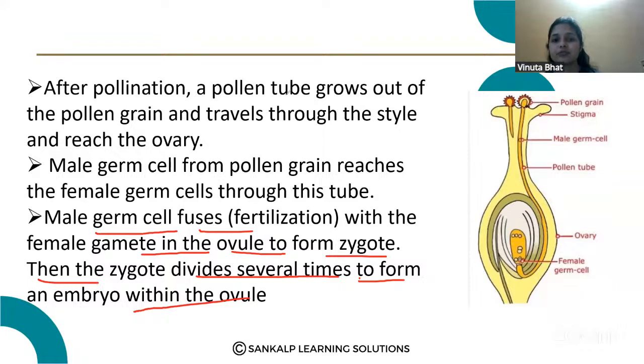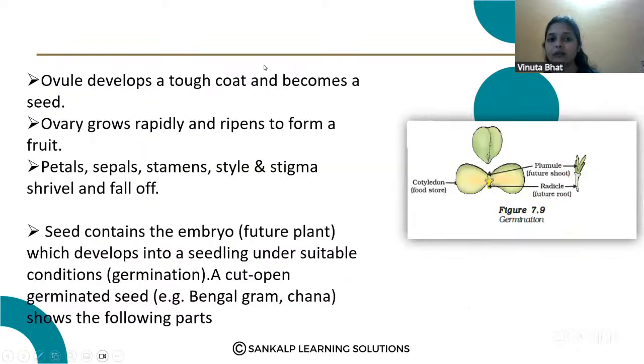The embryo is formed inside the ovule. Then the ovule develops a tough coat and becomes the seed, and the ovary grows rapidly and ripens to form the fruit. Then the petals, sepals, stamens, style and stigma shrivel and fall off. The seed contains the embryo that will develop into a future plant, which develops into a seedling under suitable conditions.